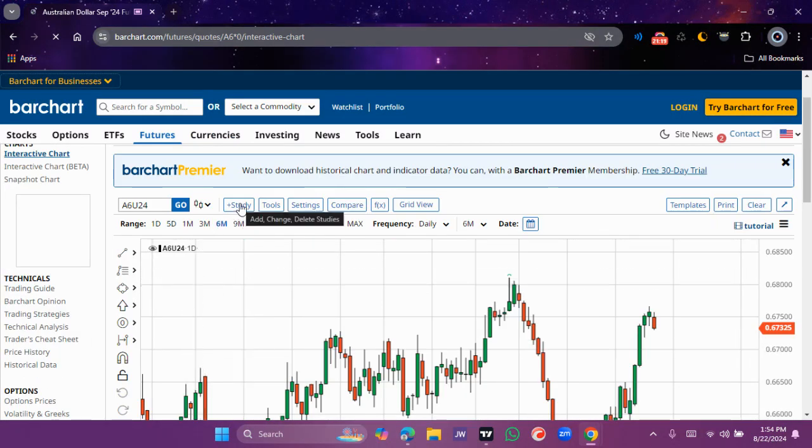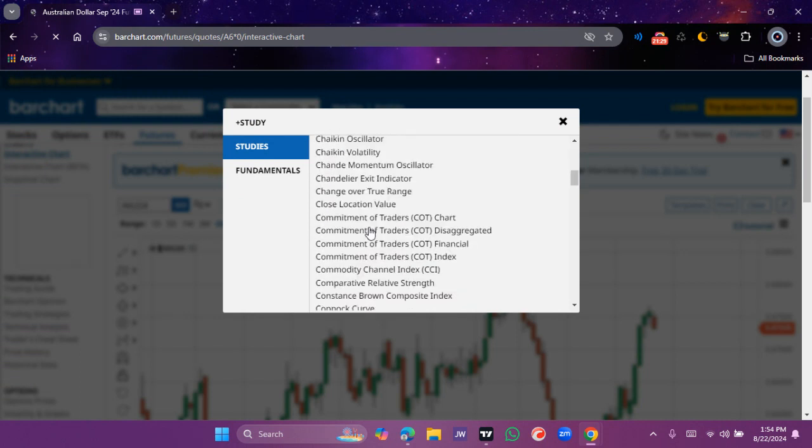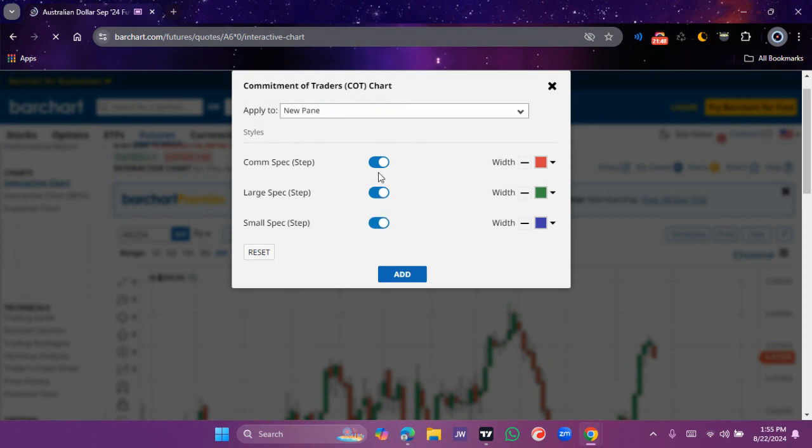So you go here to study. Go to study. After you go to study, you go to the commitment of traders chart. The disaggregated one is normally your gold, your everything. But since we're doing currencies, you are looking at the commitment of traders chart. So let's plot it right there. Then remember, we're looking for the commercial speculators. We're not looking for the large. So we'll just remove the large. We'll remove the small speculators, which are traders who don't know what they do. The large institutions are the ones where the trend is your friend.